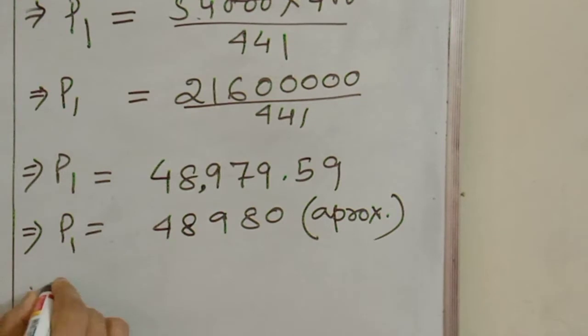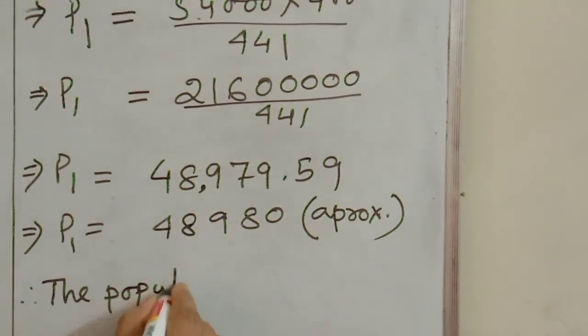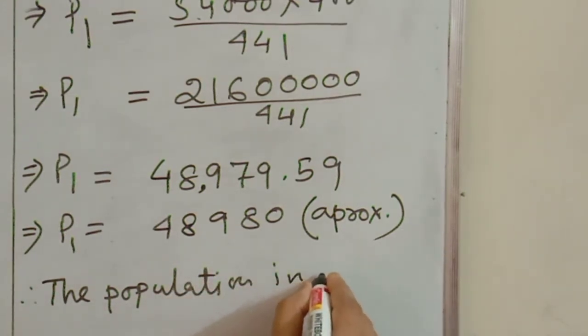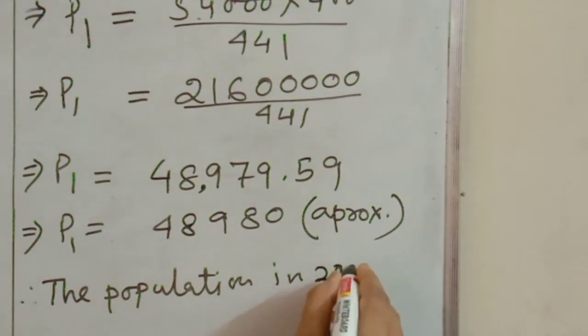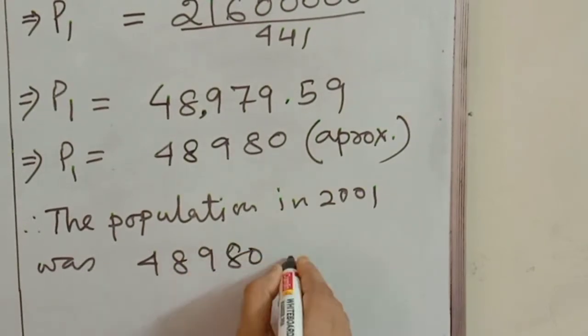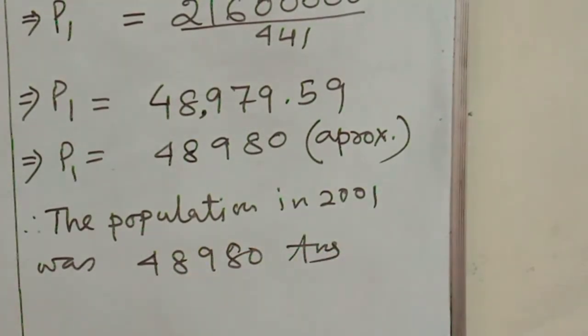Therefore the population in 2001 was approximately 48,980. Understood? Next part.